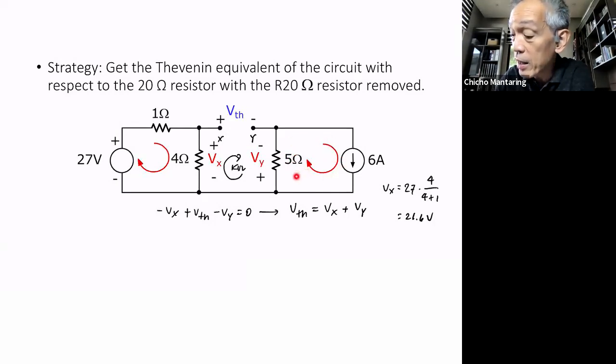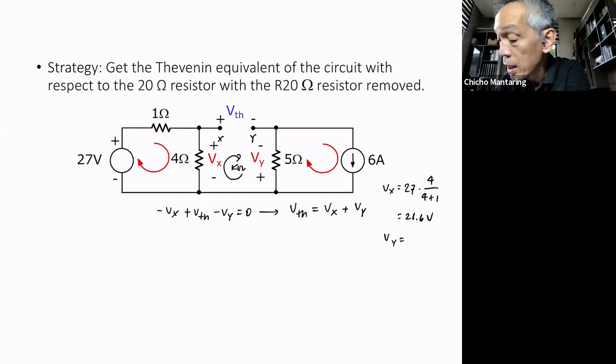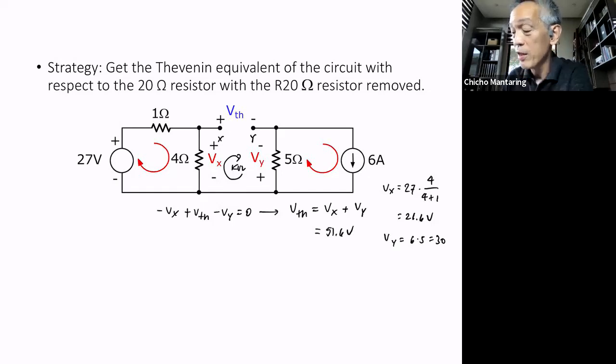No current goes here because this is an open circuit. There is no return path for the current. Therefore, all of this current will just be circulating here. And V of Y is simply 6 times 5, which is equal to 30. Meaning to say VTH is 30 plus 21.6. This is 51.6 volts. That is the VTH.